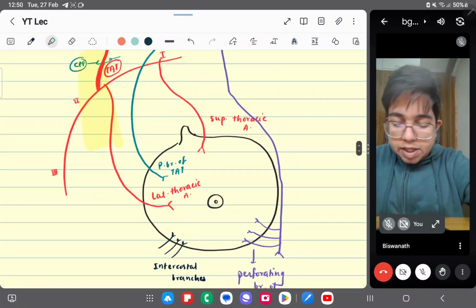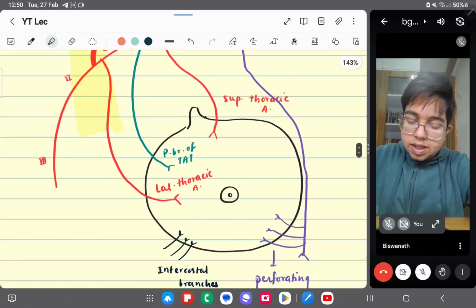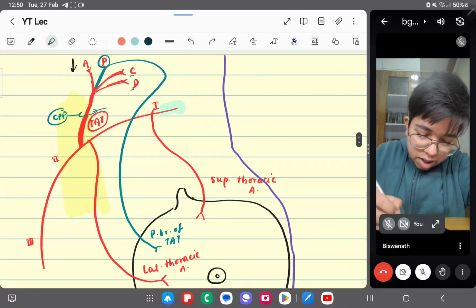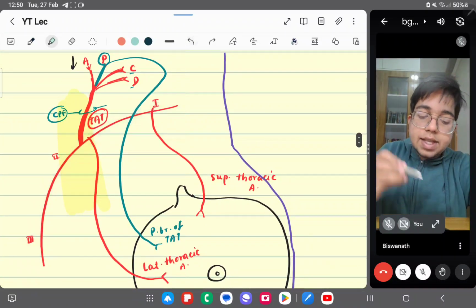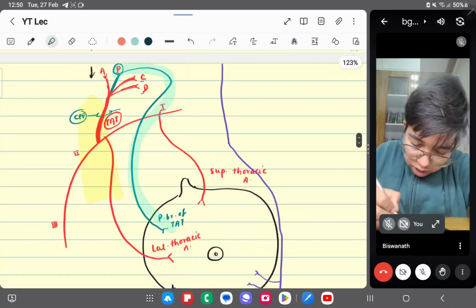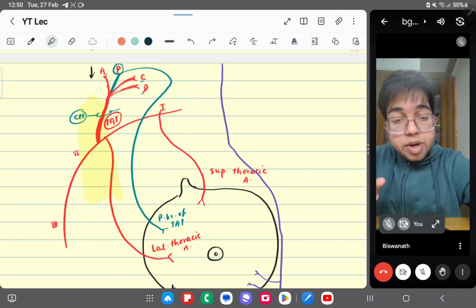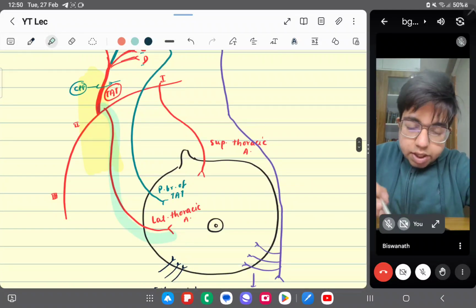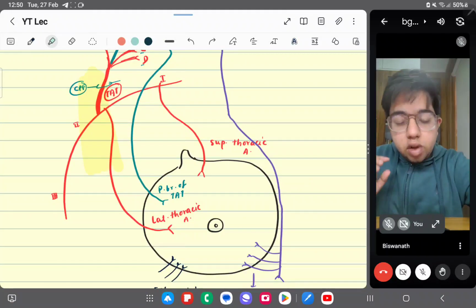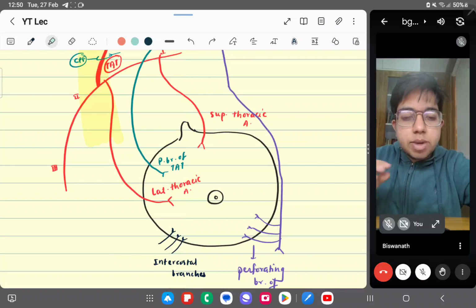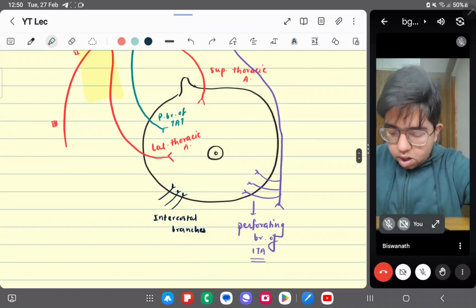After finishing the breast, which artery is supplying the breast? Superior thoracic artery, which is a branch of the first part. First part of which artery? First part of your axillary artery. So superior thoracic artery, then the pectoral branch of your thoracoacromial trunk, and your lateral thoracic artery, which is again from the second part. The third part is not basically involved. We'll see the third part now.